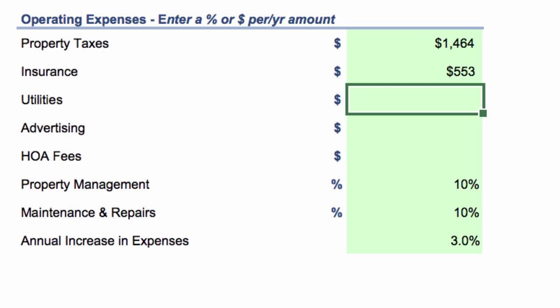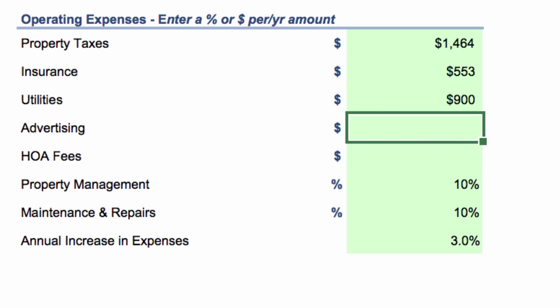And then for utilities, I came up with a number of $900, and that again was based on not only the seller's tax return, but also just some of my experience owning similar properties in the same area. And in my area, it's pretty normal for landlords to pay for the annual water bill, but not the electricity or the gas bill. So that's just kind of where this number came from.